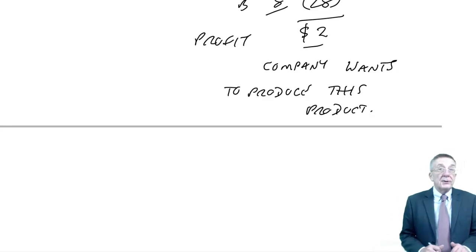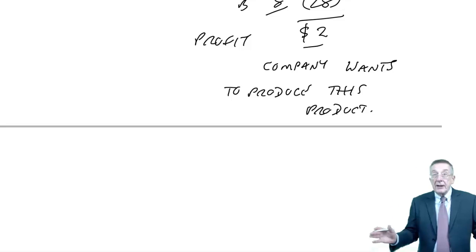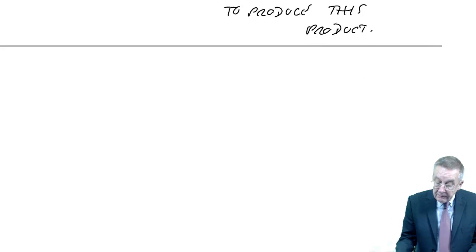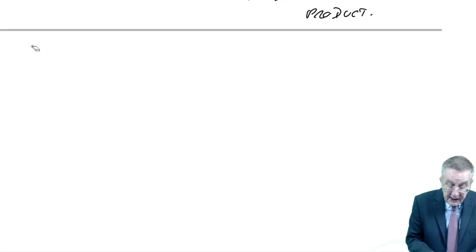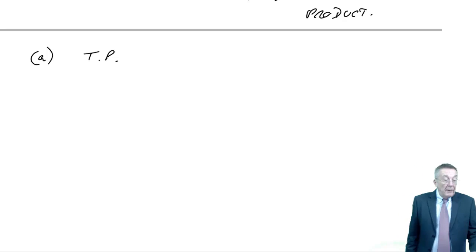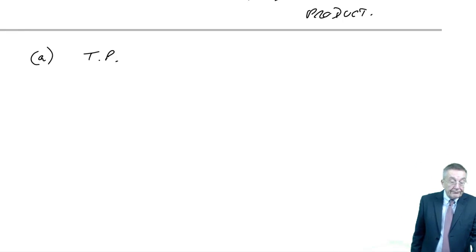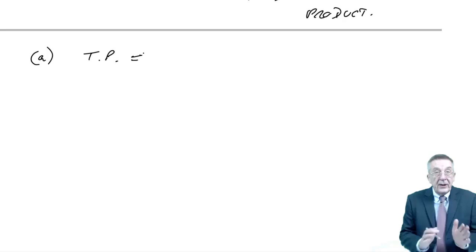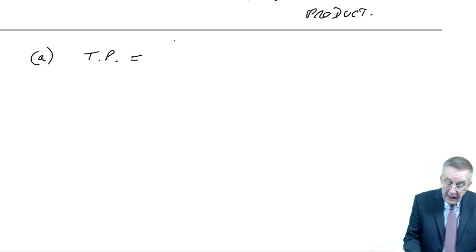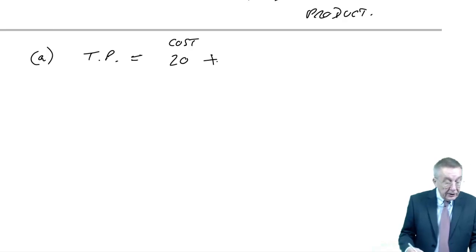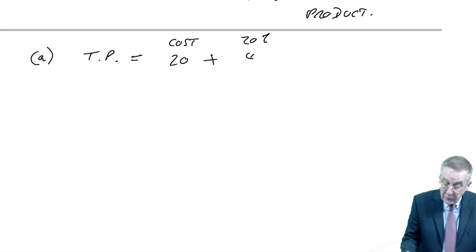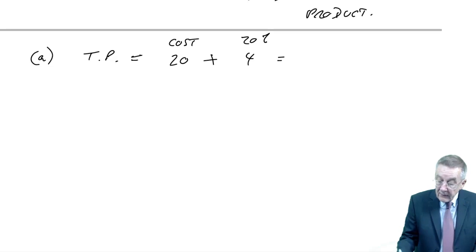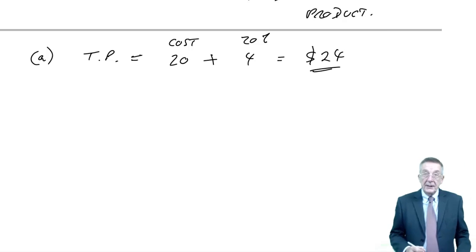However, we are divisionalised, and so it's up to each manager to make their own decisions. And so let's do part A. Let's decide what the transfer price is. Like the previous one, the company has a policy of setting prices at cost plus 20%. It's A who's doing the transferring, the selling to the other division. A has costs of 20 per unit. They're told to add on 20%. 20% of 20 is 4. And so the transfer price is 24 a unit.